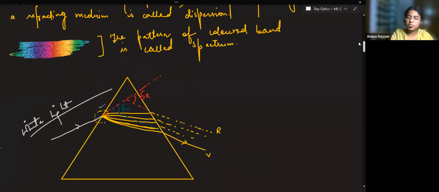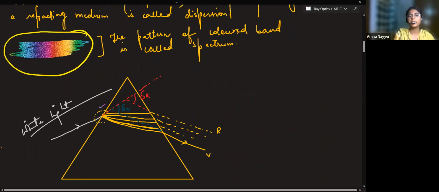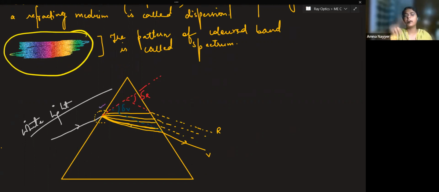So see, the spectrum that you obtain, this entire spectrum of colors, is known as the spectrum. VIBGYOR, you must have heard of it: violet, indigo, blue, green, yellow, orange, red, the colors of the rainbow. So that pattern of colors after dispersion is known as the spectrum. Now, if you combine all the 7 colors that are present in nature, you get white light. Fine. Now, to disperse all the colors, you have to disperse white light.